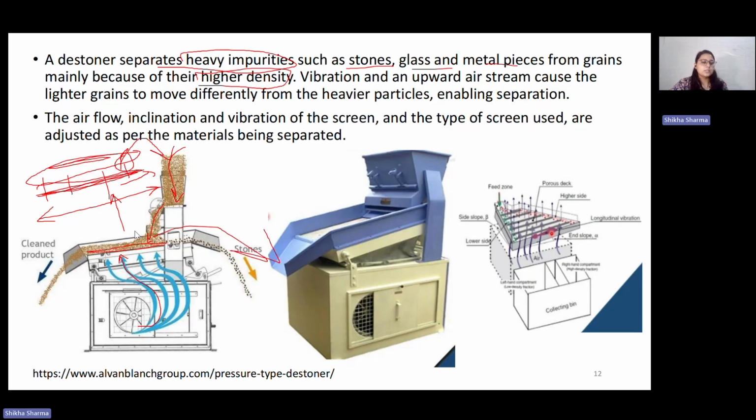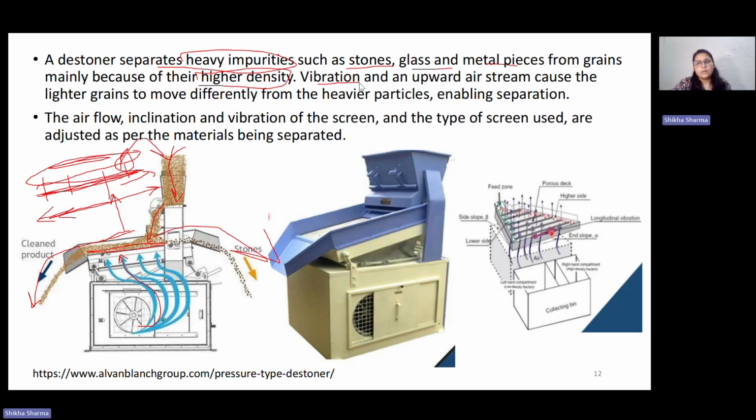And since the grains are floating, when the sieve moves in the forward motion during the vibration, the cleaned product is separated and comes out at the other end. So the stones and heavy particles, based on their size, shape, and density, are separated from the clean product in the destoner.